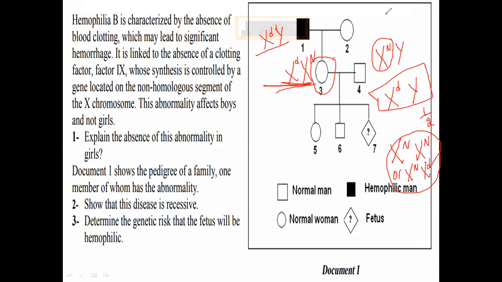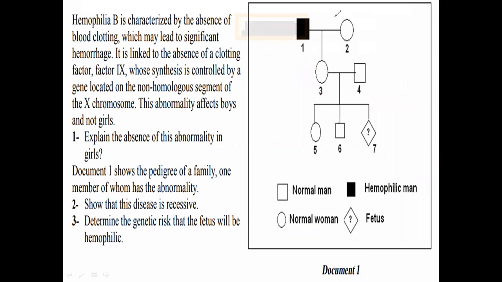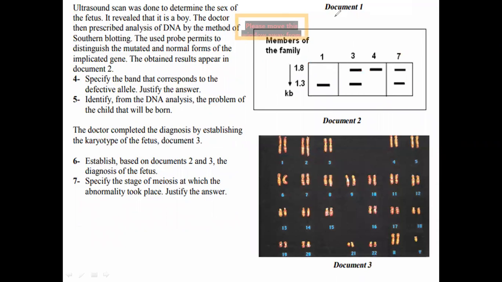Moving now to part 4 and the other parts. Let's move to part 4 now. An ultrasound scan was done to determine the sex of the fetus. It revealed that it is a boy. So this individual is a boy, and has XY as sex chromosomes in the normal case, since it's a boy. I repeat, in the normal case. If it's abnormal, we have another issue.